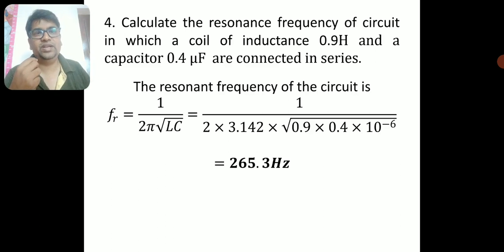It is a very simple problem compared to all these problems, all the last three problems. Very direct formula. Take the resonant frequency formula, Fr as 1 over 2 pi root LC. Substitute L as 0.9 Henry and the capacitor as 0.4 microfarad. Very simple calculations. I got this resonant frequency as 265.3 Hertz. Students, you check all the numerical calculations once with your calculator.